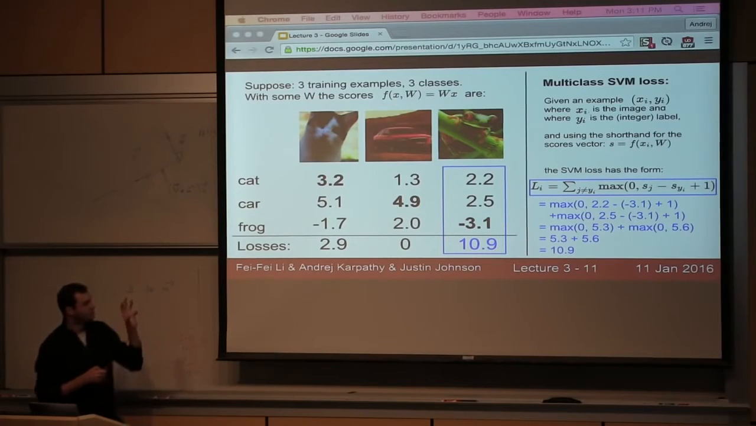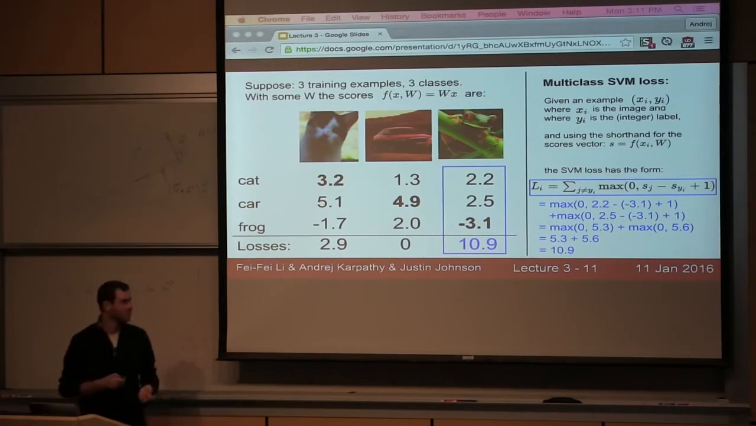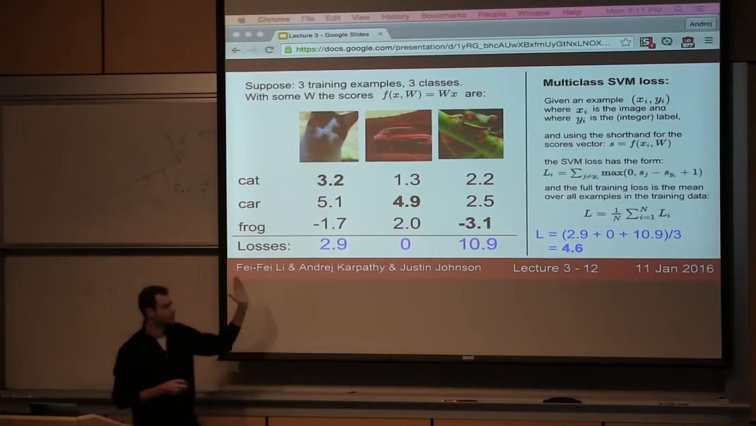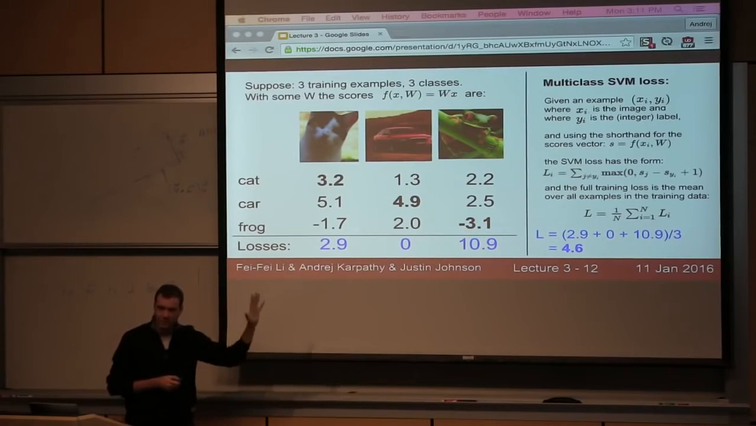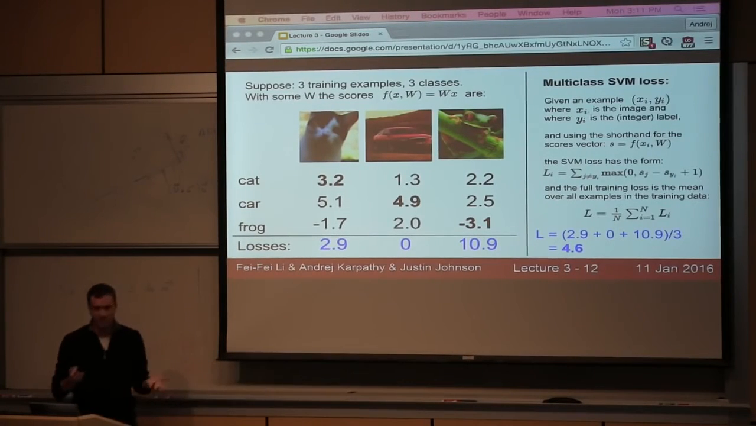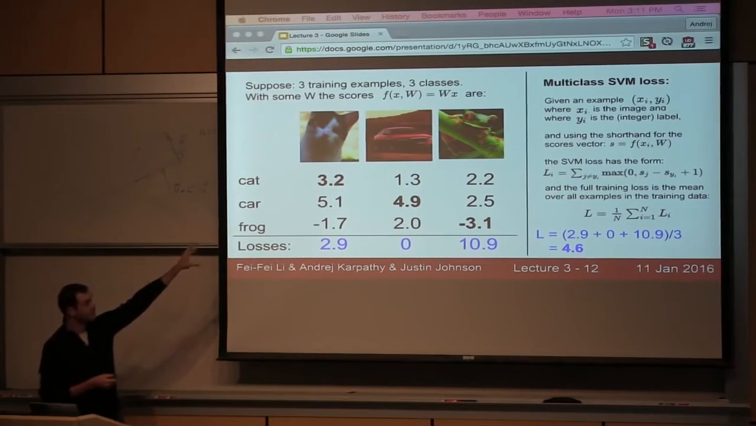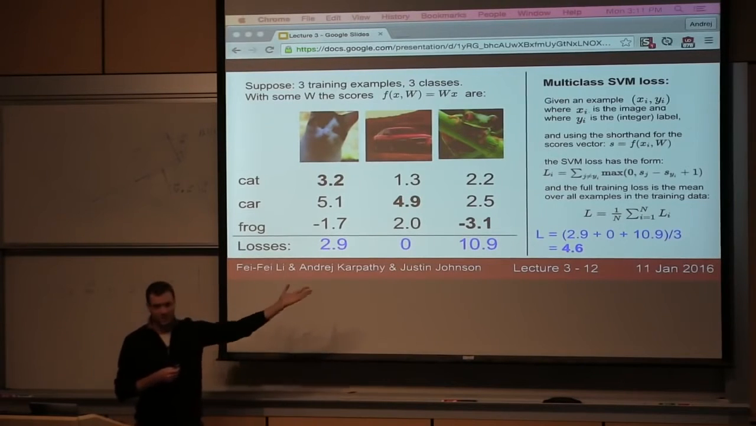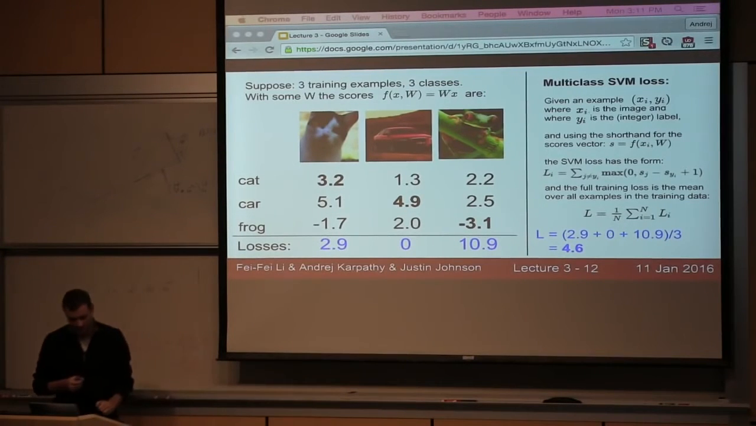And now, if we actually want to combine all of this into a single loss function, we're going to do the relatively intuitive transformation, where we just take the average across all the losses we obtain over the entire training set. And so the loss at the end, when you average these numbers, is 4.6. So this particular setting of W on this training data gives us some scores, which we plug into the loss function, and we get an unhappiness of 4.6 with this result.